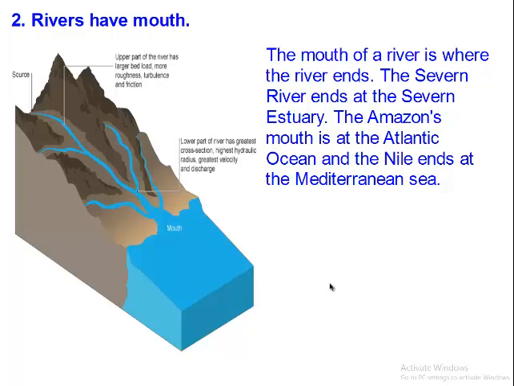Here we're going to look at the Severn River again. Here it ends at the estuary in England, known as the Severn Estuary. The Amazon's mouth is at the Atlantic Ocean, and the Nile ends at the Mediterranean Sea. When we talk about the Mediterranean Sea, we're talking about the sea that separates Africa from Europe. That is where the Nile ends.